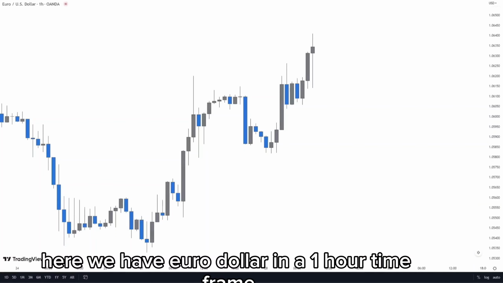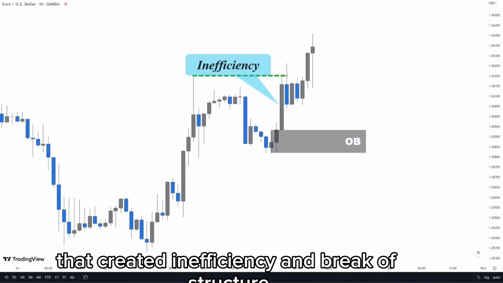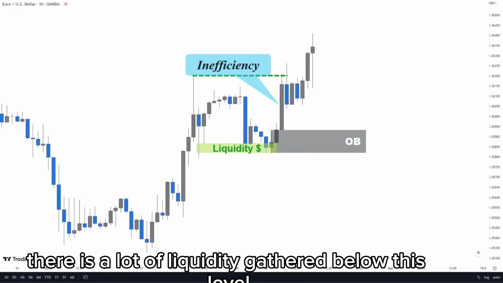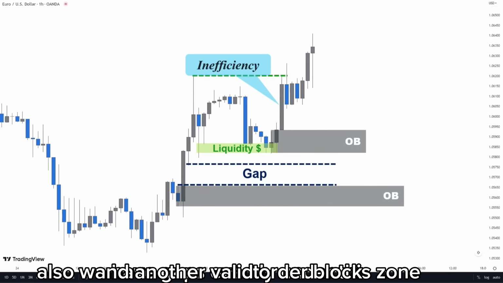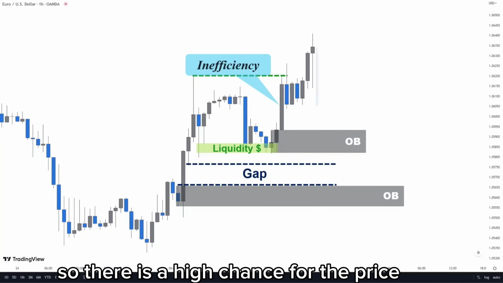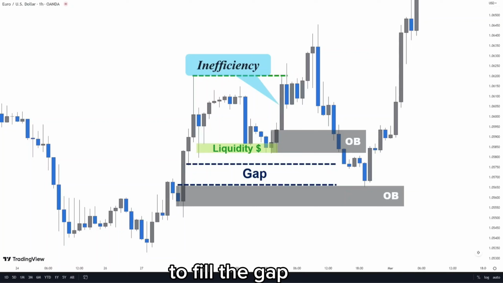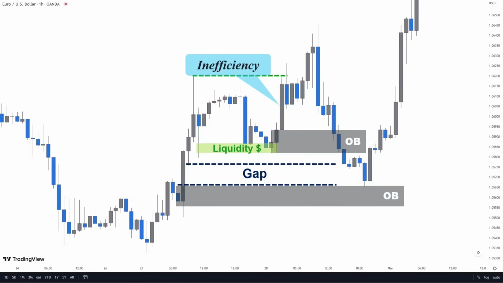Here we have euro-dollar in a 1-hour time frame. We can spot this valid order block that created inefficiency and break of structure. But looking at the left side, we can spot the support that rejected the price multiple times, so there is a lot of liquidity gathered below this level. Also, we have gaps exactly under this zone and another valid order block. So there is a high chance for the price to break below this liquidity zone to fill the gap and continue pushing up when it taps into the second order block.